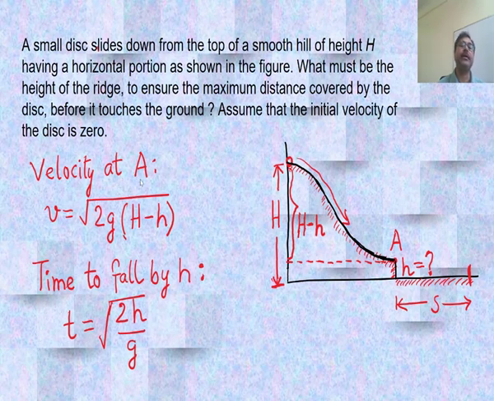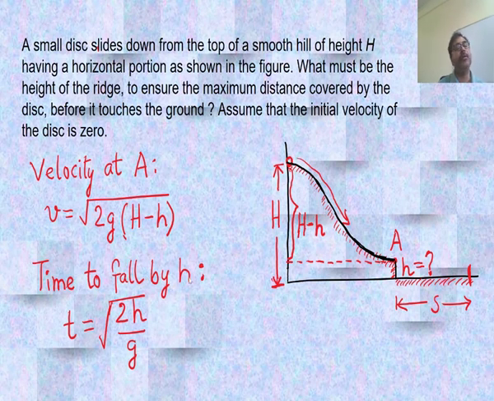First of all, we need to calculate the velocity at that point A. Because the point A part is a horizontal part, the velocity of the disk at the point A has to be a horizontal component. There will be no vertical component. So we understand the velocity will be root over 2g(H minus h). The initial velocity of the disk is zero, and this is why the expression of small v becomes this. Remember, capital H minus small h is the distance that the disk travels from the top point to the capital A, along the vertical direction due to the gravity.